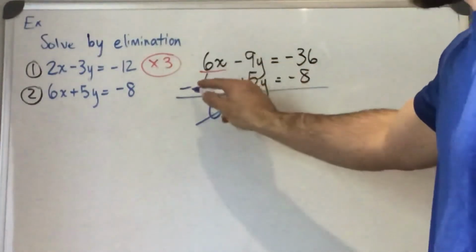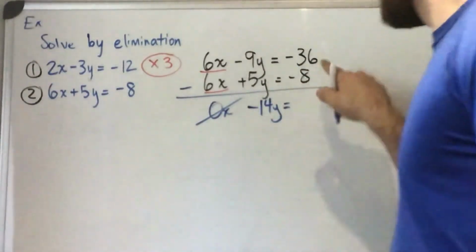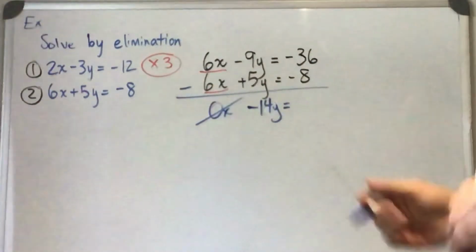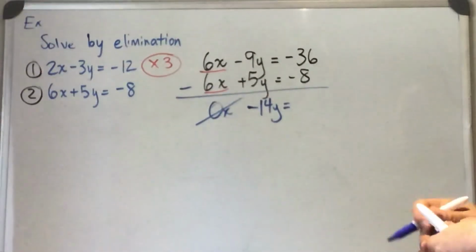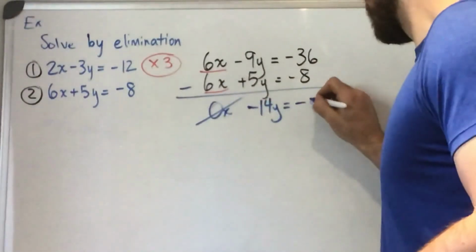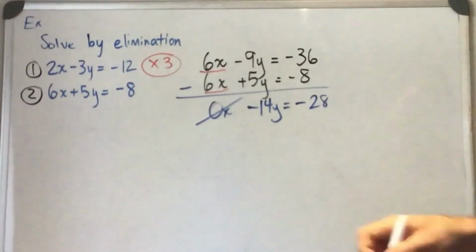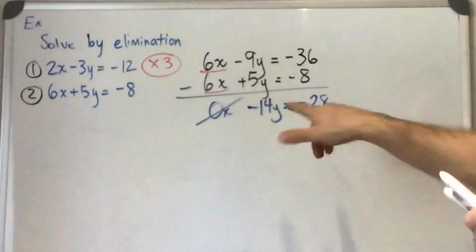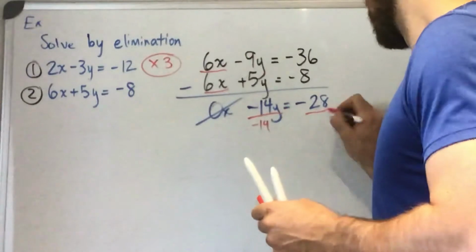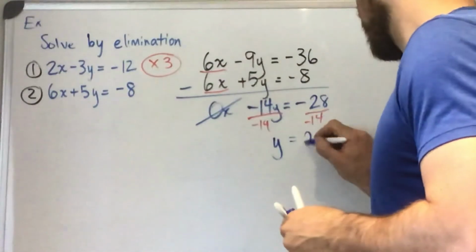Negative 9y minus 5y is going to be negative 14y. Negative 36 minus negative 8. Here we're subtracting a negative. That double negative really means we're adding. So negative 36 plus 8 is going to be negative 28. Starting at negative 36, we get 8 closer to 0 to get to negative 28. Now we've got ourselves a nice easy equation. If I want to get just y, divide both sides by negative 14, y is equal to 2.